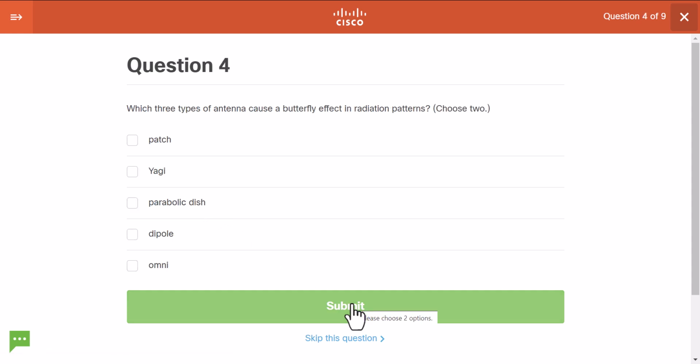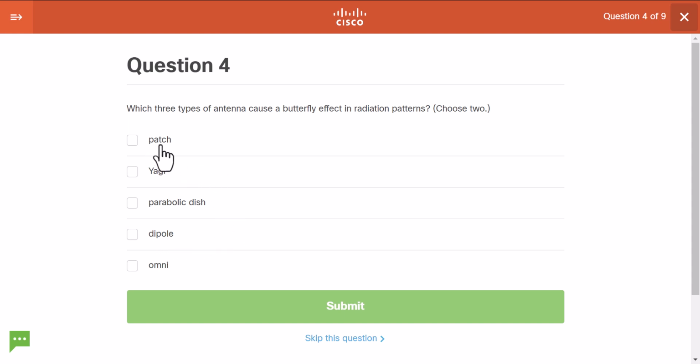Which 3 types of antenna cause a butterfly effect in radiation patterns? Okay, so Omni is a theoretical antenna which doesn't exist in reality, just a dot which radiates energy in all directions equally. So there is no butterfly effect here, of course. Dipole is just a straight single piece of metal which radiates into all directions equally, making it an omnidirectional antenna, and there is no butterfly effect.